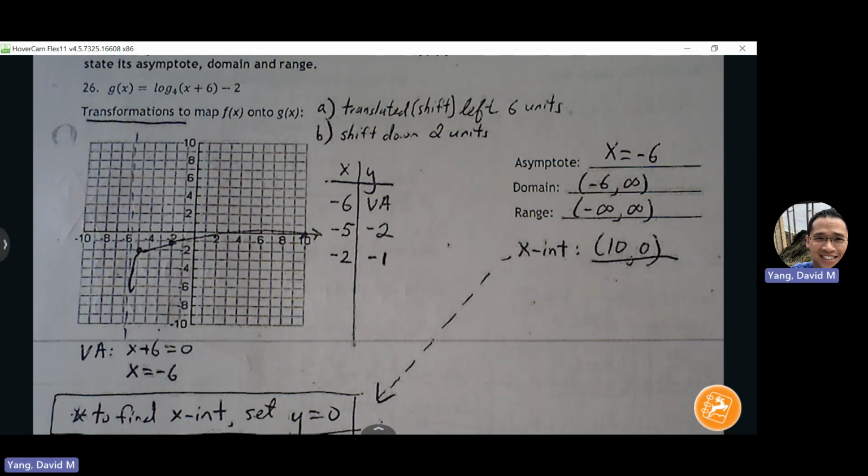Be fairly accurate. Domain is from your asymptote to the right. Range is always all real numbers. In this case, I don't have to worry about the x-intercept.